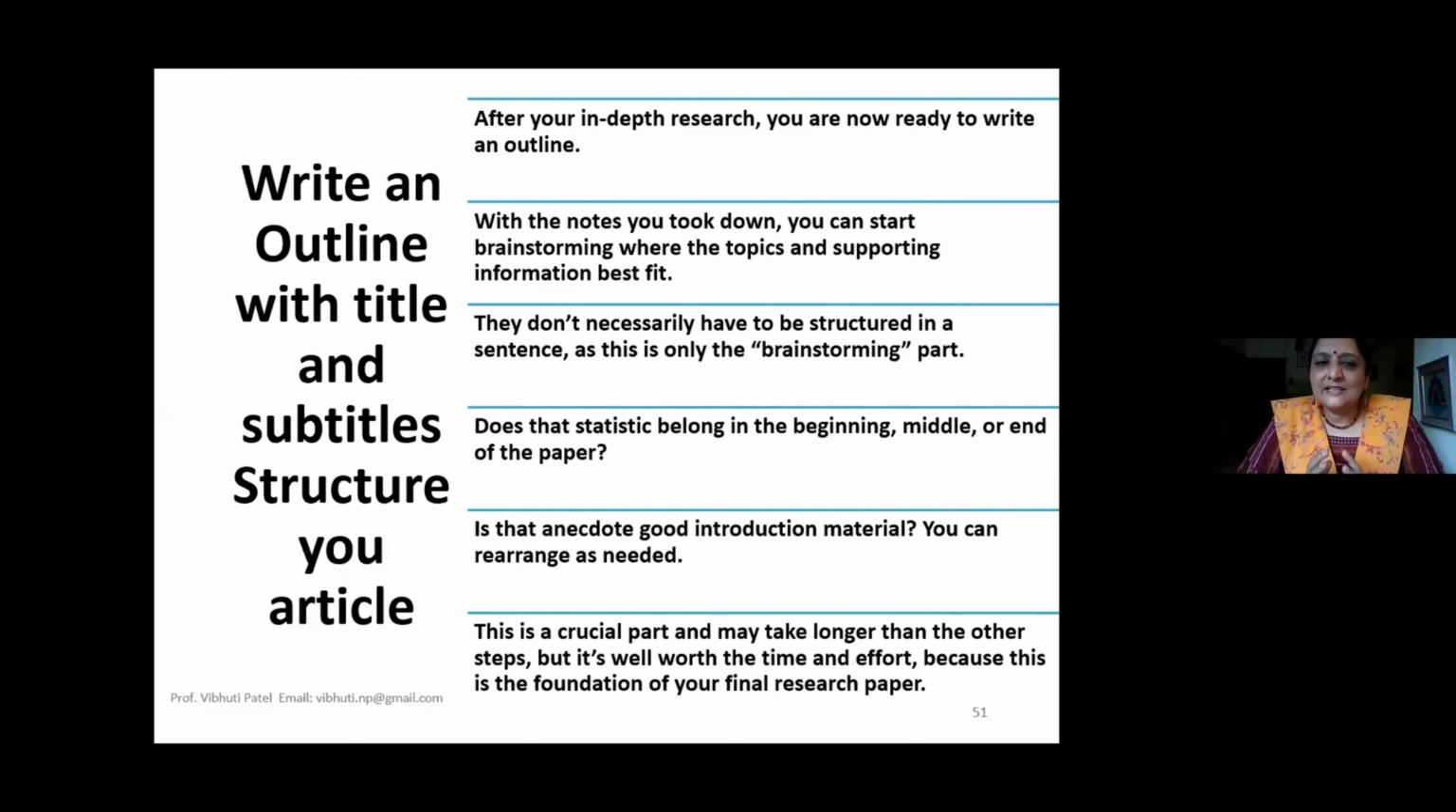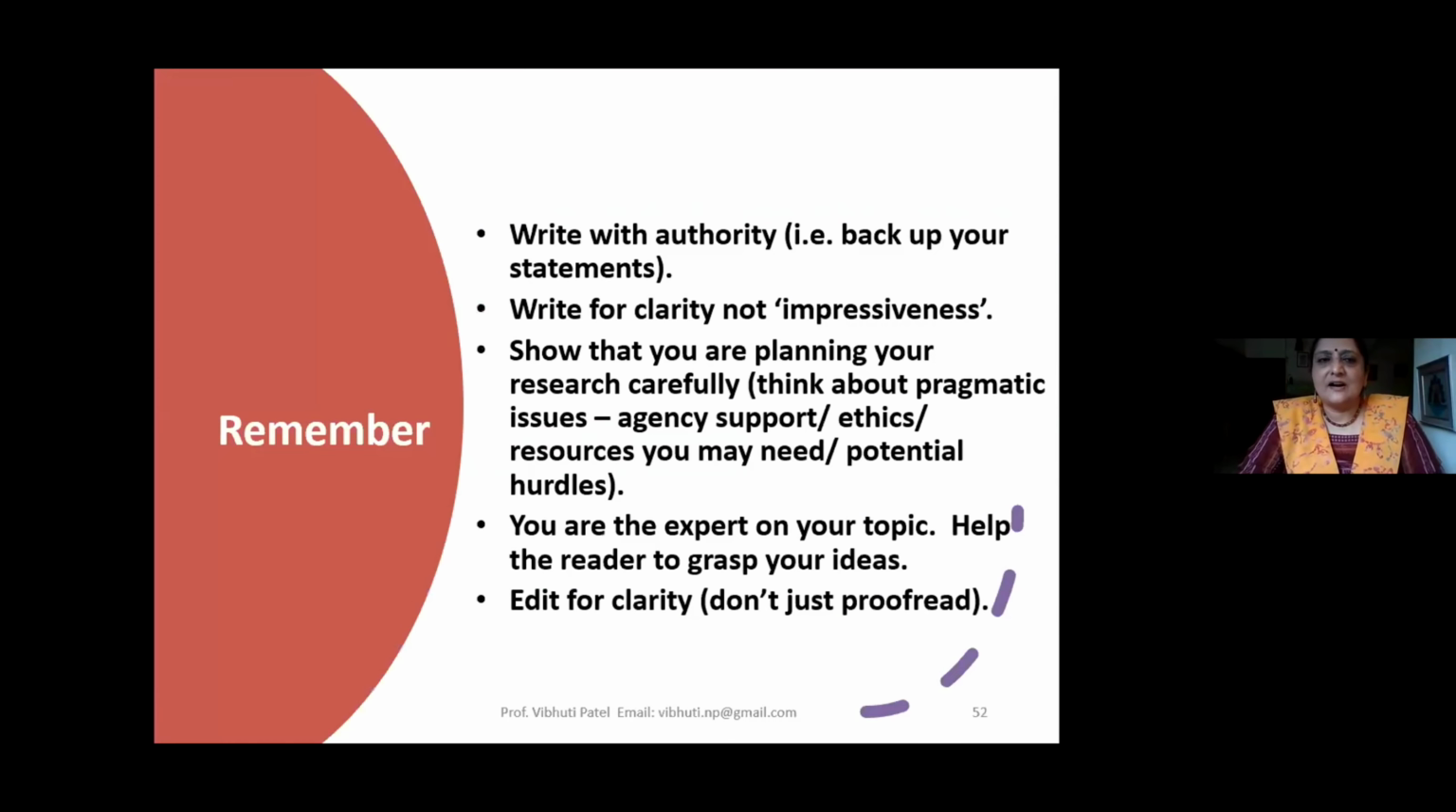Write an outline with title and subtitle and structure your article or dissertation. Write with authority. Anytime you do research writing, you can't say, I feel, I think, maybe. No. Whatever you are writing, you have to substantiate it. You are not writing for impressiveness, so no pompousness is required. Show your planning, your research carefully. Think about pragmatic issues, and you are the expert of your own topic.